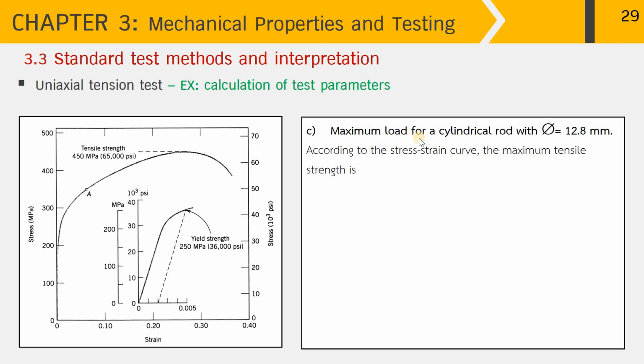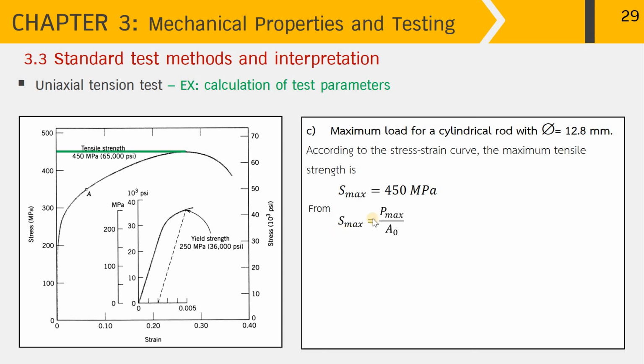Question C. You have to find the maximum load for a cylindrical rod specimen having a diameter of 12.8 millimeters. Thinking about the relationship we have to use, the maximum load relates to the maximum tensile strength. From the stress-strain curve given here, the maximum tensile strength is the value where you draw the green line across the y-axis. Now we come out with the number 450 megapascal. From this, we can find the maximum load, provided that we can calculate the original area of the specimen from its given diameter.